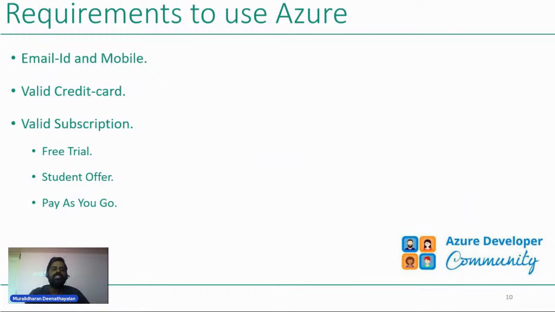So if I want to use Azure, what are the requirements that I need? One is you need to have a valid email ID as well as a mobile number for verification, you need a credit card, and you need a valid subscription. When we look at the subscriptions, there are three different types available. One is the free trial, which is free for 1 month with a limit of 200 US dollars. The student offer is very similar to the free trial, but you don't need a credit card. The only thing is you need to validate your college email ID. Otherwise you can use pay as you go. That means whatever you use, you pay for it.